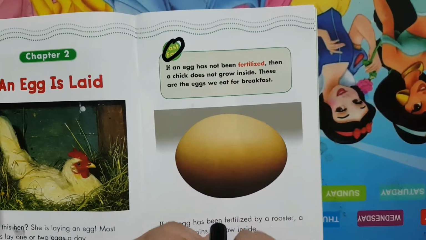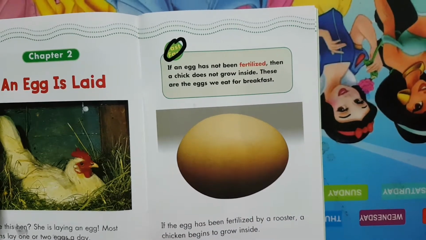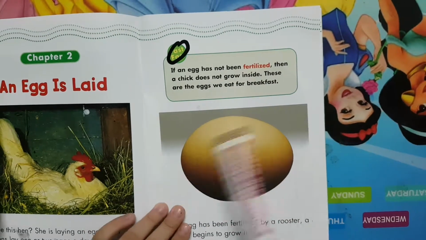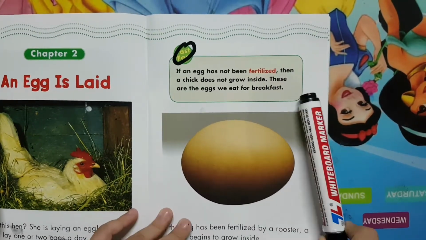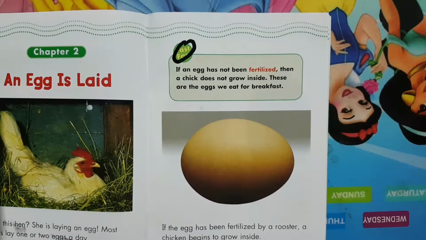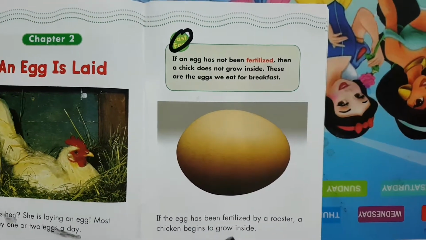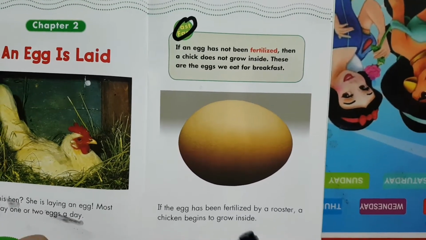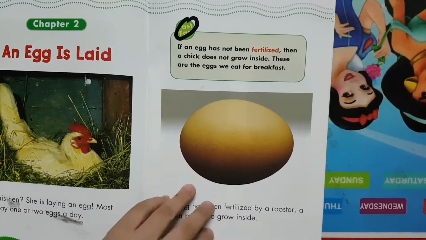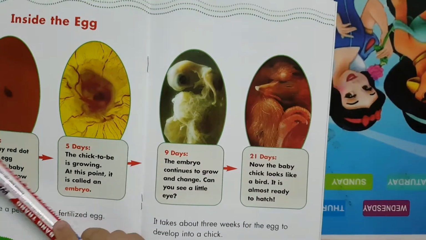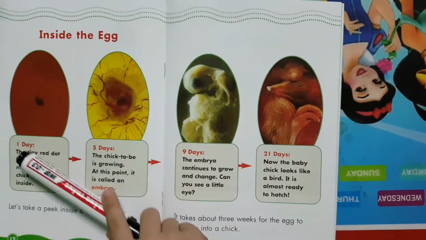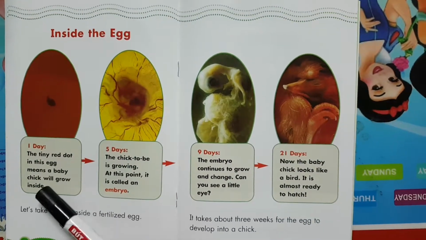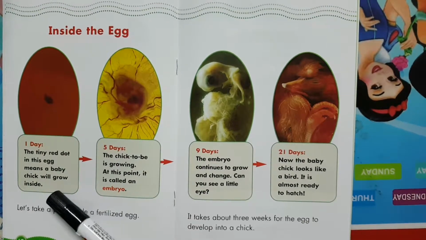If an egg has not been fertilized, then a chick does not grow inside it. There are the eggs we eat for breakfast. If the egg has been fertilized by the rooster, a chick grows inside the egg. Inside the egg, after one day, a tiny red dot means a baby chick will grow inside.